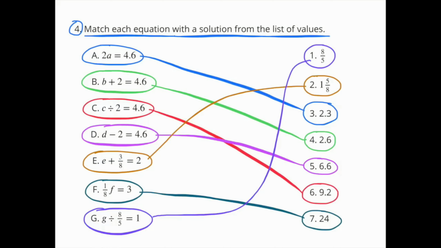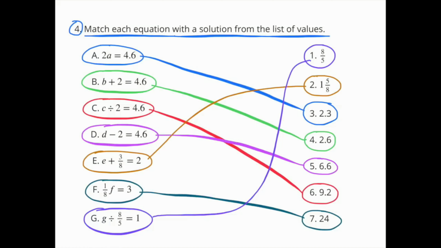D. d minus 2 equals 4 6/10. I match that up with number 5 because 6 6/10 minus 2 equals 4 6/10. E. e plus 3/8 equals 2. I match that up with number 2 because 1 5/8 plus 3/8 equals 2.